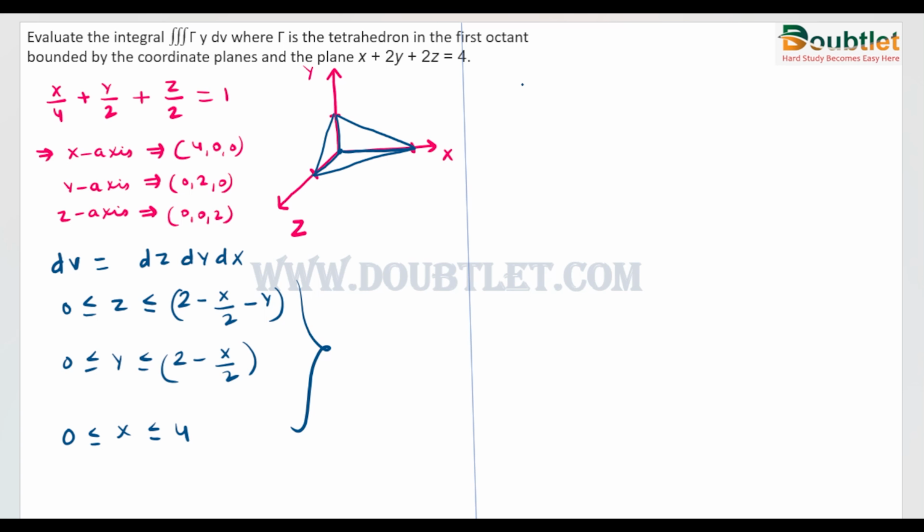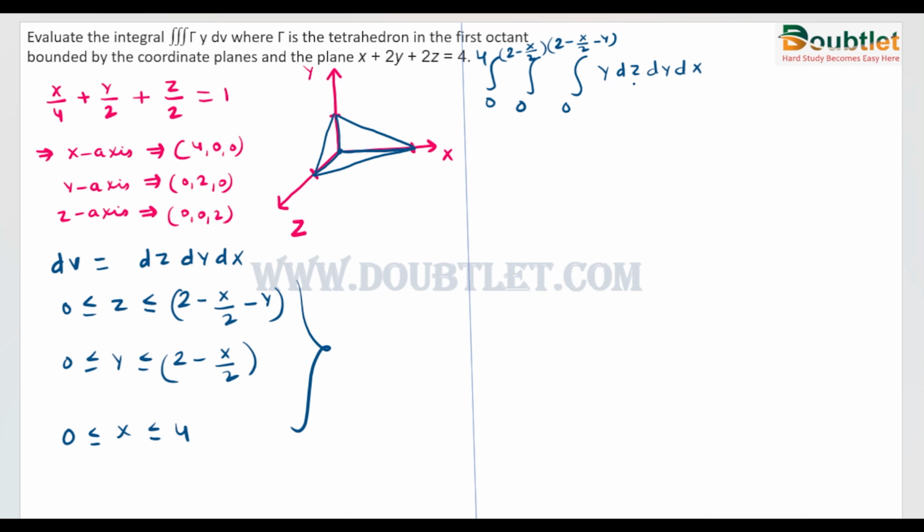So if we put the limits, the integral of y, dz, dy and dx, right? The limits of x are from 0 to 4, the limits of y are from 0 to 2 minus x divided by 2, and the limits of z are from 0 to 2 minus x divided by 2 minus y.